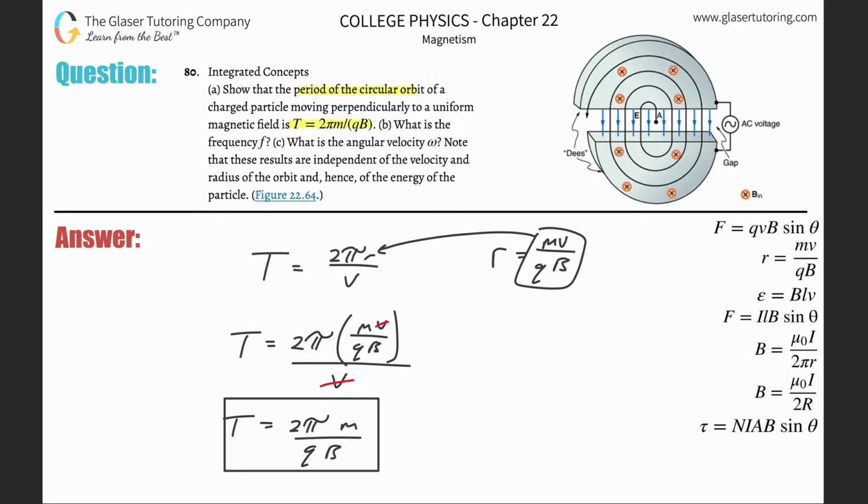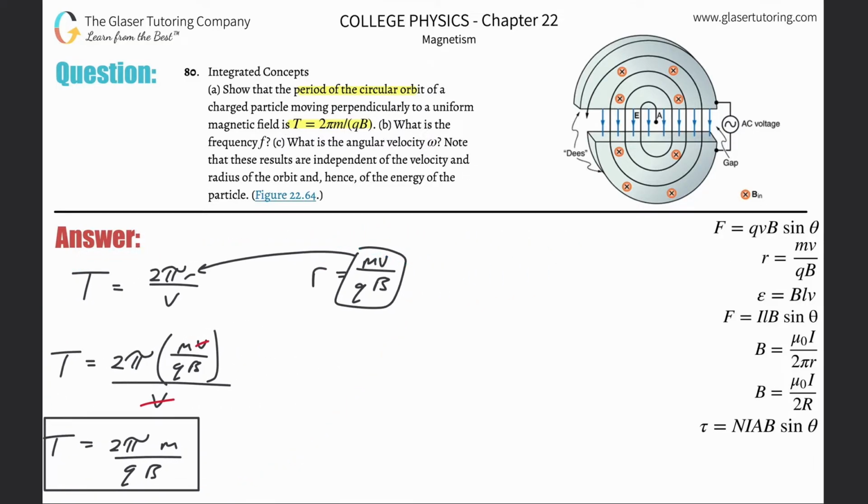So that's letter A. Let's move on over to deal with letter B. It says, what is the frequency? So you have to remember that frequency is simply going to be 1 over the period. So frequency here is just going to be the inverse of this thing down there. So it's now just qB all over 2 pi m. If only all the problems were like that. So that's letter B.